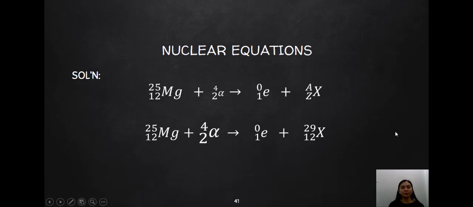So, tama naman dito. So that, if you identify element number 13 in your periodic table, you will see it as your aluminum. So, the answer is this. You have your aluminum-29 as the product.